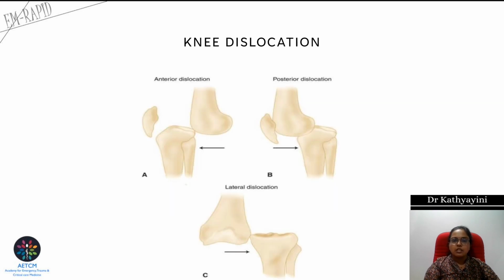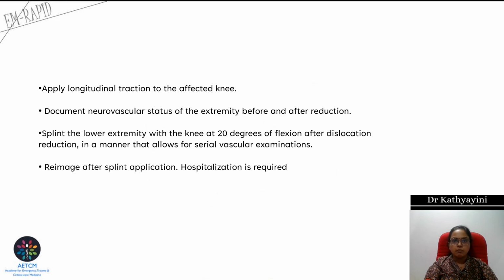This is a picture showing the anterior dislocation, the posterior dislocation, and the lateral dislocation. We term it anterior or posterior based on the displacement of the tibia. If the tibia is pushed anteriorly, it's an anterior dislocation. If the tibia is pushed posteriorly, it's a posterior dislocation. The reduction of the knee joint dislocation is important. We have to apply longitudinal traction for the reduction.